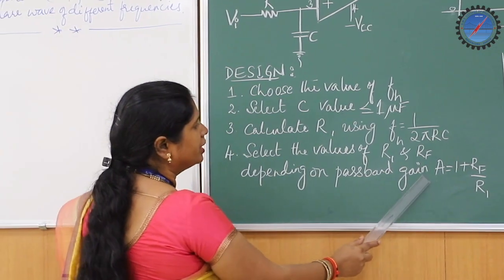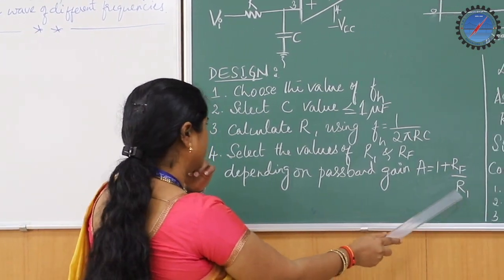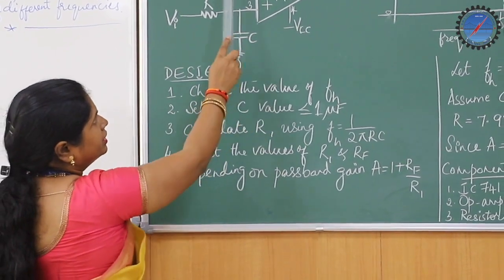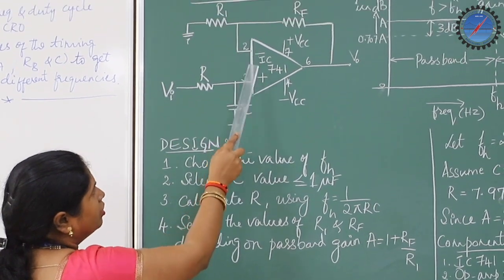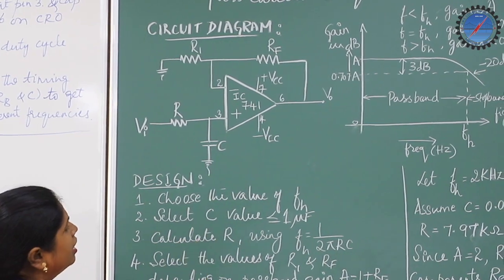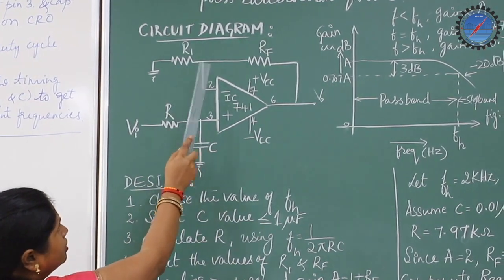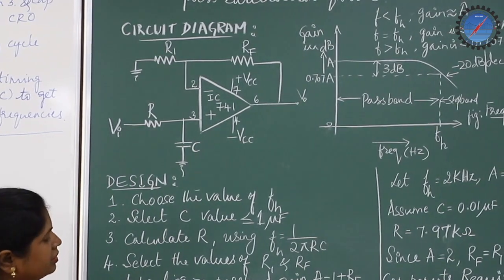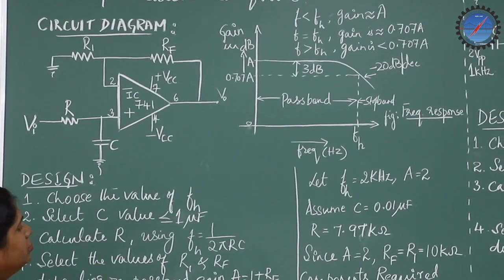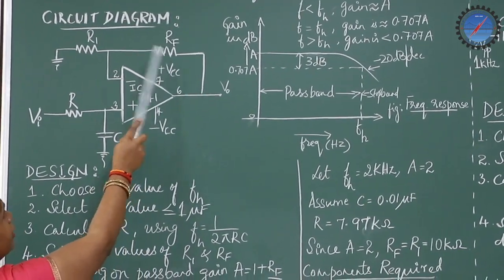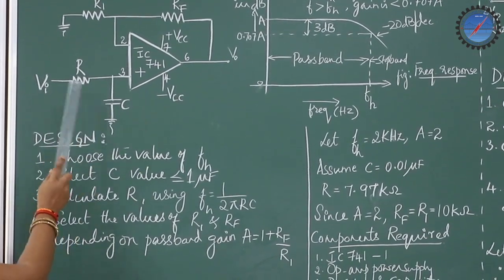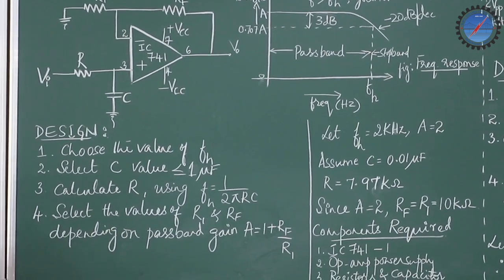Depending on the passband gain, A is equal to 1 plus RF by R1. So how do we get this? This is nothing but an op-amp connected in a non-inverting configuration, and the gain of the circuit is given by 1 plus RF by R1. So this feedback resistor along with R1 determines the gain of the filter. That means the gain A of the filter is determined by RF and R1. And this RC section determines the upper cutoff frequency of the filter.